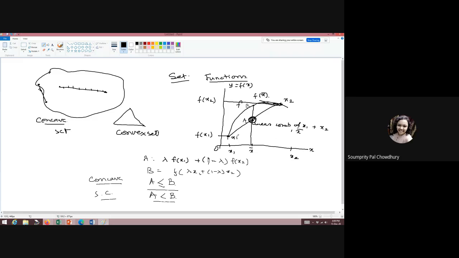So basically, B is F of lambda x1 plus one minus lambda x2. So what we are taking is the linear combination of x1 and x2, which is x bar. What is the functional value of x bar? B is basically the functional value of x bar. So what we are saying is that if we draw the line connecting two points, then points on this line will lie below the curve.